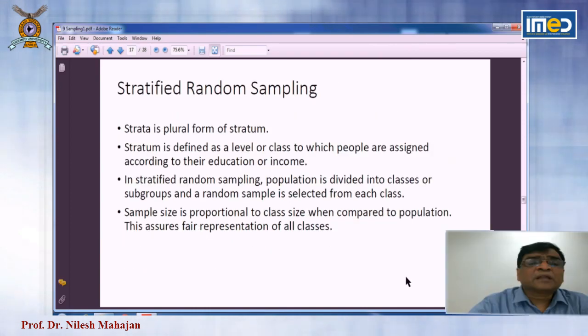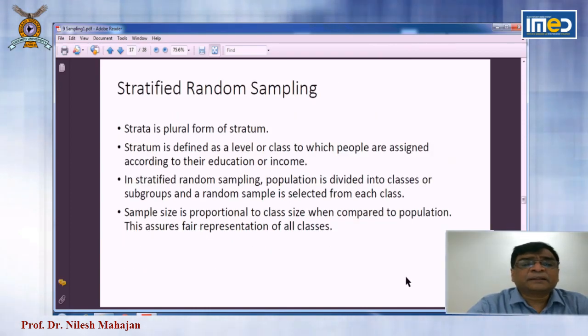Okay. Now, what is stratified random sampling? In this method, strata is the plural form of stratum.